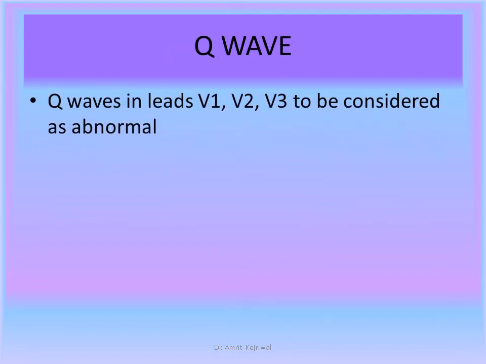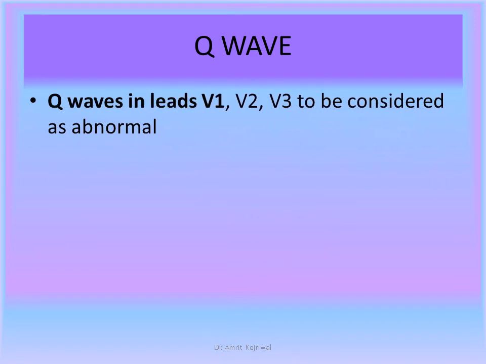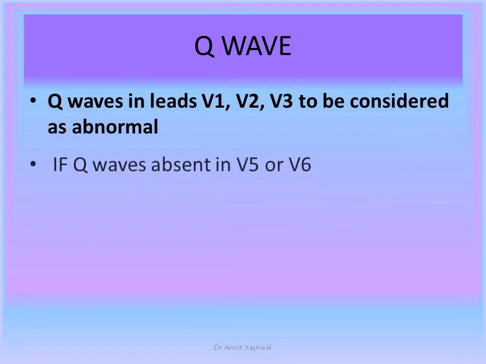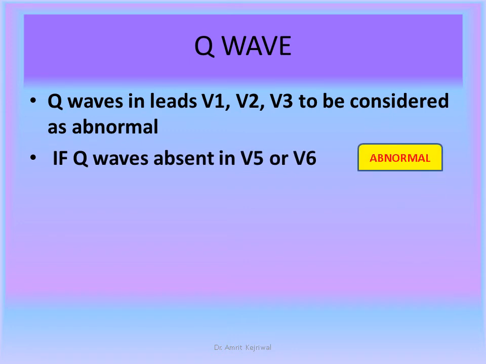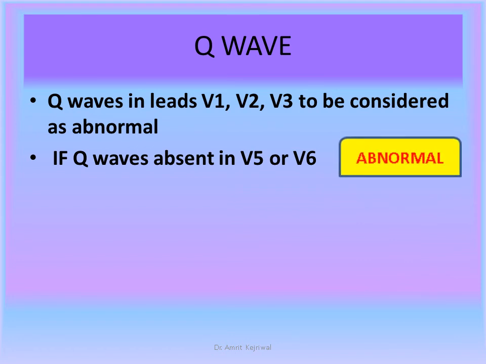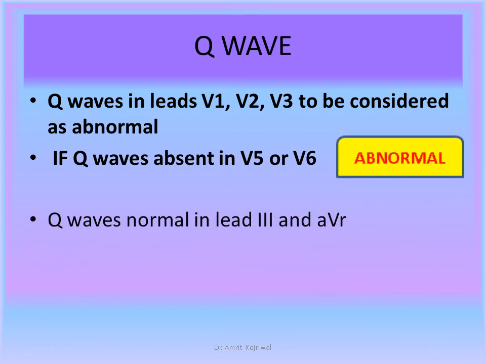Coming to the Q wave. Q waves in lead 1, V2, V3 are to be considered as abnormal, and if Q waves are absent in V5 or V6, it is to be considered as abnormal. Q waves are normal in lead 3 and AVR.